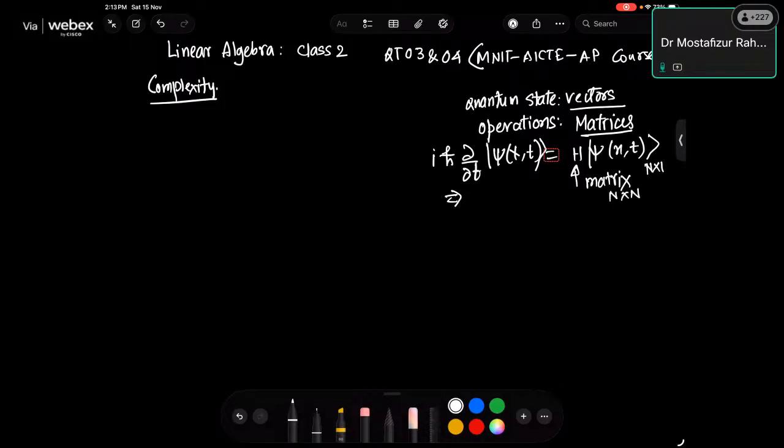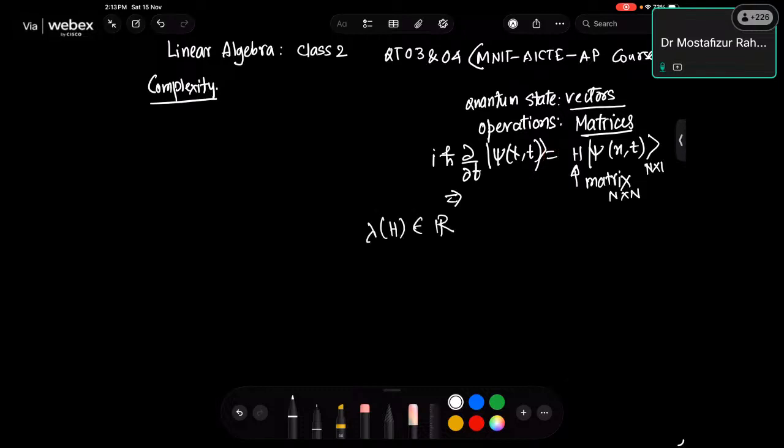Typically any matrix could be an ordinary square matrix, but to get the eigenvalues of this observable to be real numbers, that is, if you want the eigenvalue lambda of H to be real, then H has to be Hermitian, H star equals H. This is the criterion, and this is called a Hermitian matrix.